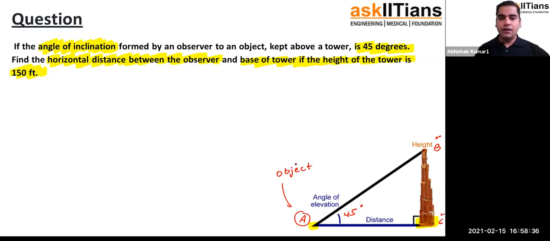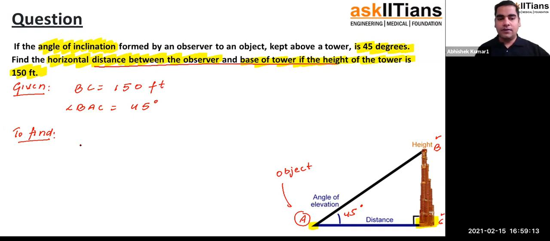And what do we have to calculate here? We have to find out AC. I am writing what we are provided and what we have to calculate. We are provided the height of the tower. Height of the tower means you are provided BC, and the value of BC is nothing but 150 feet. The second thing you are provided is the angle of elevation, which is angle BAC, and that is 45 degree. And what do you have to find out? You have to find out the distance between the observer and the base of the tower. That means you have to calculate AC.